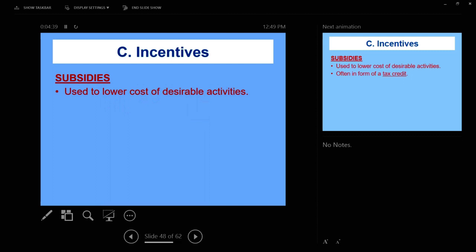So, as we just said, a subsidy is used to lower the cost of a desirable activity. So if something's good and we want more of it, we can use a subsidy to do that. And that's what we saw in the previous graph. Often subsidies are in the form of a tax credit.